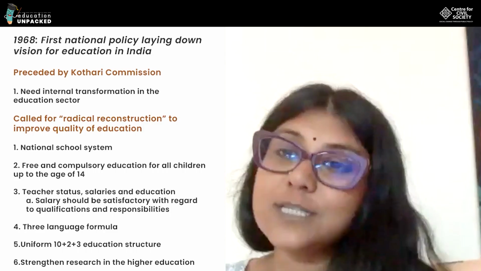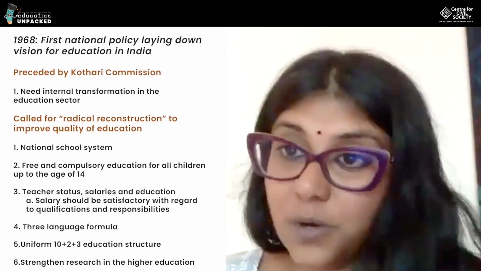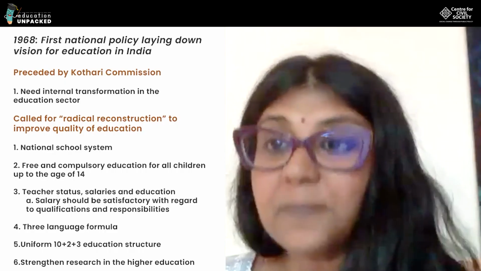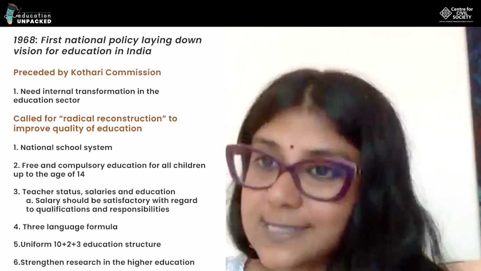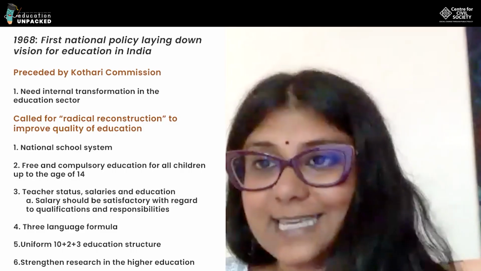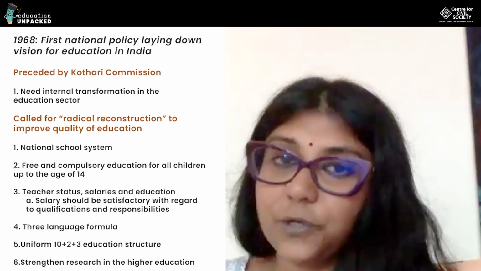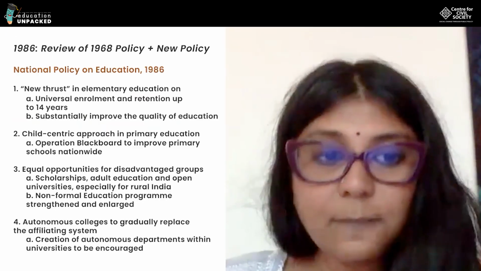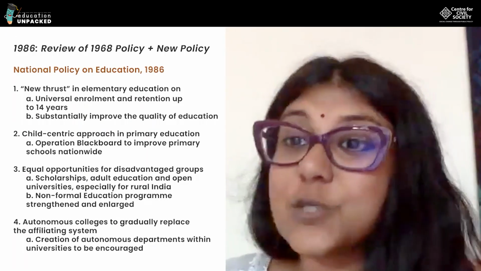So this is the first big event, as it were, in setting out this national vision. The Kothari Commission comes up, does deliberations for 2 years, and at the end of 2 years submits a report. And in 1968, 2 years following the submission of the report, we have our first education policy. Then we fast forward another 20 years.